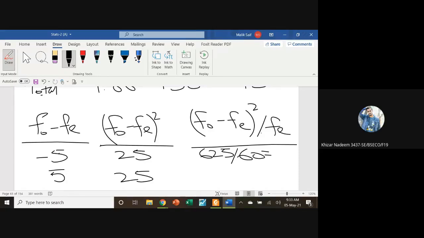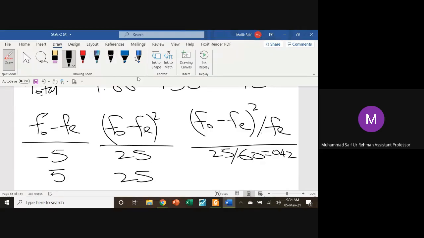The square was already taken once, why are we taking double square? Yes, yes, the value was already in square, so there's no need of taking the square again. Don't take the square, simply write down the value. So 25 will be there. So 25 divided by 60. See the answer. Good. 0.41, sorry, 0.4166. So you may write down 0.42.